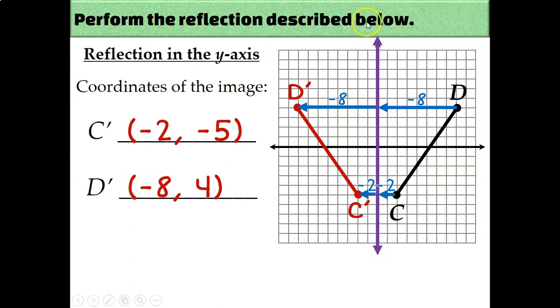So when you're reflecting over the y-axis, the y values will stay the same. See how D and D' are lined up horizontally, and C and C' are lined up horizontally? The only thing that changes is the sign of the x values. Instead of going to the right 2 to get to C, I go to the left 2 to get to C'. Let's try another one.